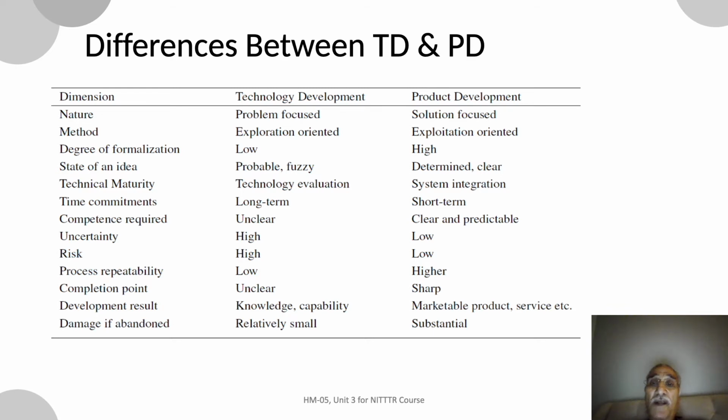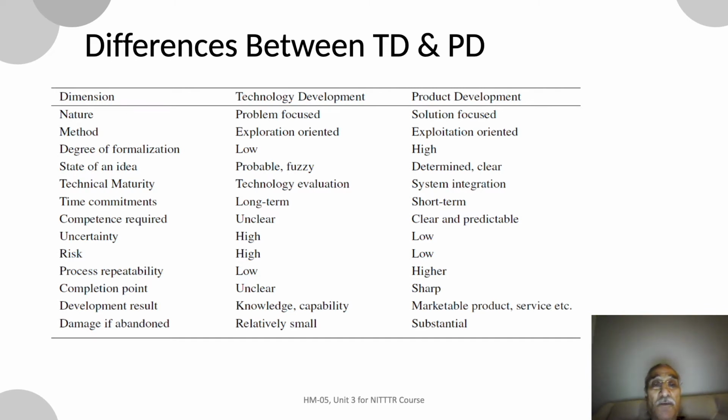While product development is basically solution focused, that we have a product and we want to create that product, we want to standardize that product so that there is no variation from one batch to another batch or one product to another product, and at the same time we are able to meet the national and international standards by which we define that particular product. It is basically product development is solution focused, while the technology development is problem focused.